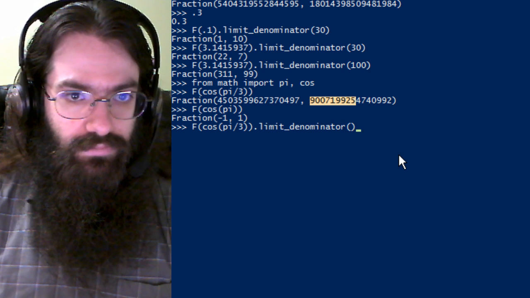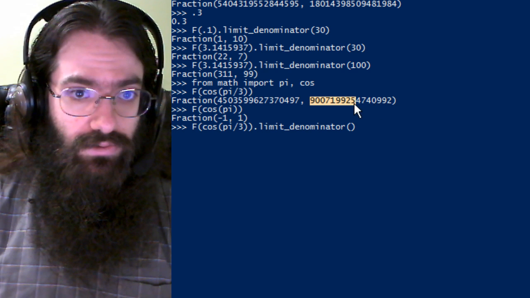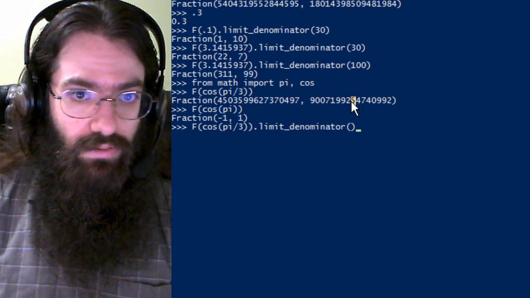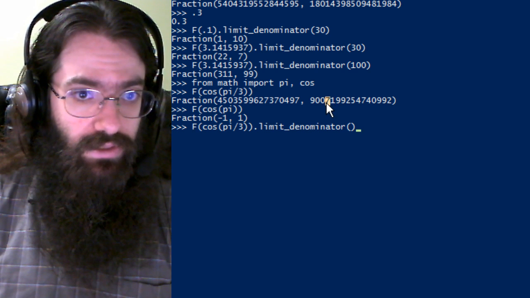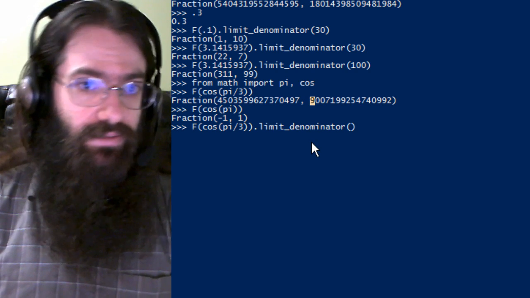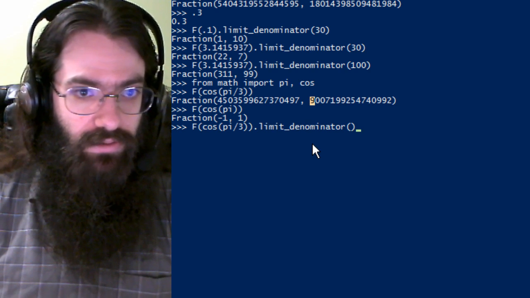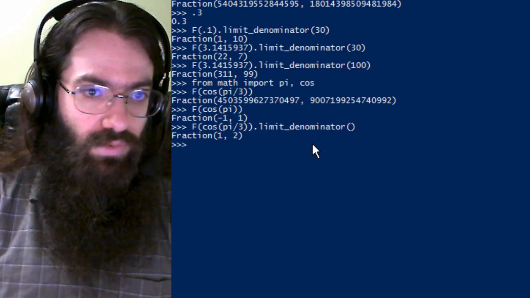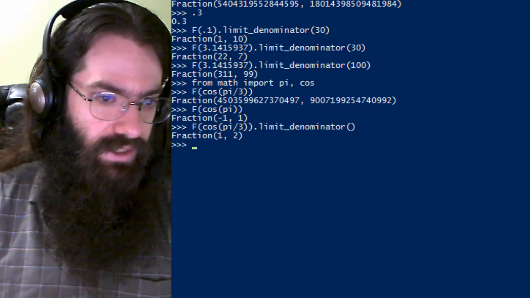So this is much larger than 1,000,000. It's actually closer to 9,000,000,000,000. That's a big denominator. Let's limit it to 1,000,000 instead of 9,000,000,000,000. Let's do that. And then we get 1 over 2. That's half. That's a very handy feature. I like that.